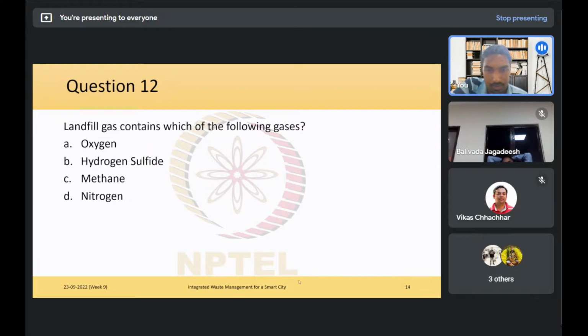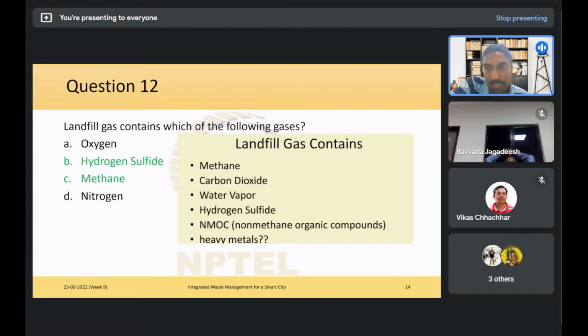Okay, so let's look at the answer. It's actually only B and C. Oxygen and nitrogen are not part of the landfill gas, right? When we say landfill gas, it's what is produced as part of the decomposition process that happens in the landfill. So oxygen is not produced. Nitrogen is also not produced as part of the anaerobic degradation that happens. So out of the options given here, it's only the hydrogen sulfide and methane.